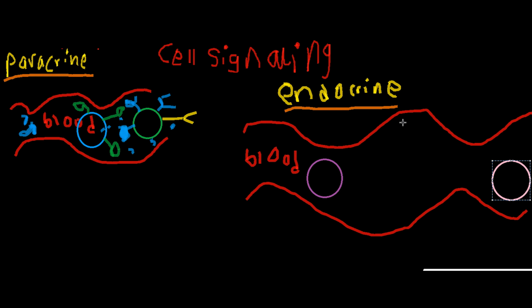Let's say this purple cell has receptors for this pink cell. Maybe that's the receptor, what it looks like. And then what else? Maybe it has a different cell's receptor. Who knows? But yeah, let's say it also has the cell's receptor that we're looking for.